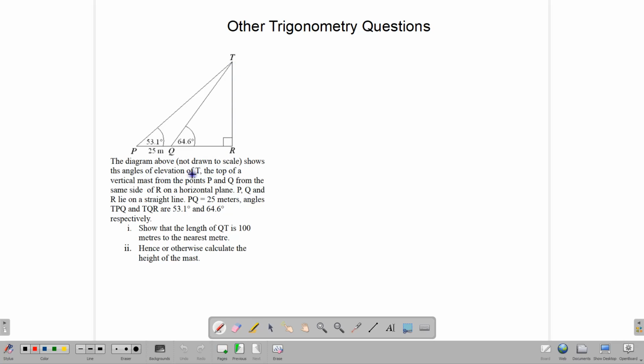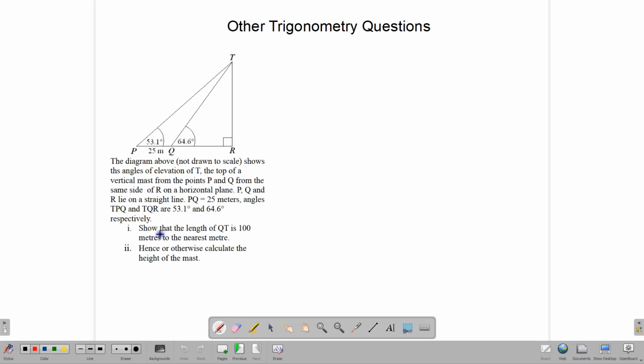The diagram shows the angle of elevation of T, the top of a vertical mast. A mast is something like a flagpole you raise a flag on. And from the points P and Q, these two points are on the same horizontal plane as R, which means that they're all in a flat plane, and exactly in a straight line. We're told that PQ is 25 and the angles TPQ and TQR, there they are in the diagram, are 53.1 and 64.6 degrees.